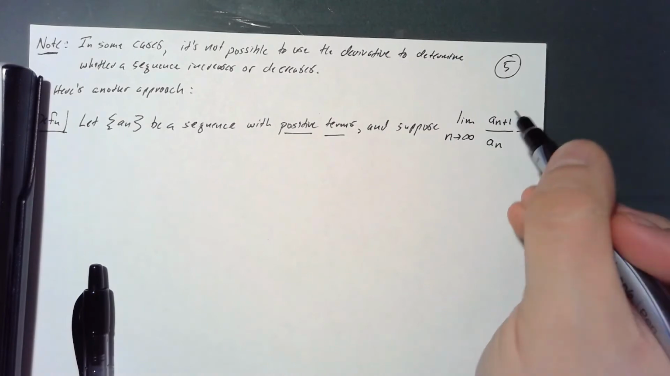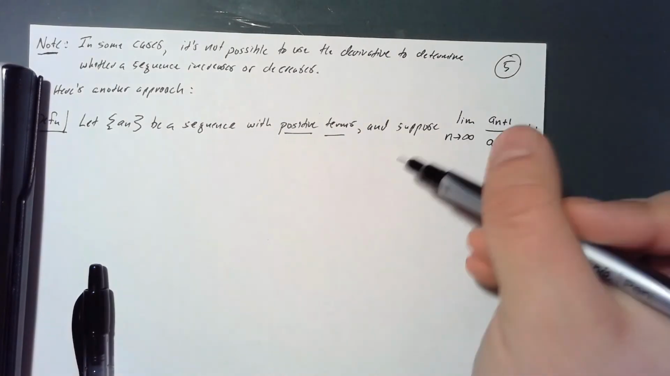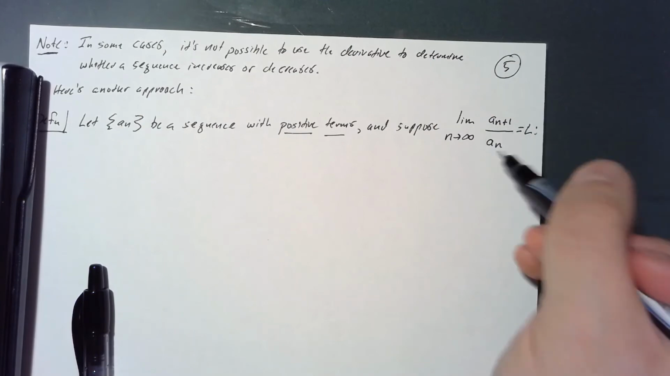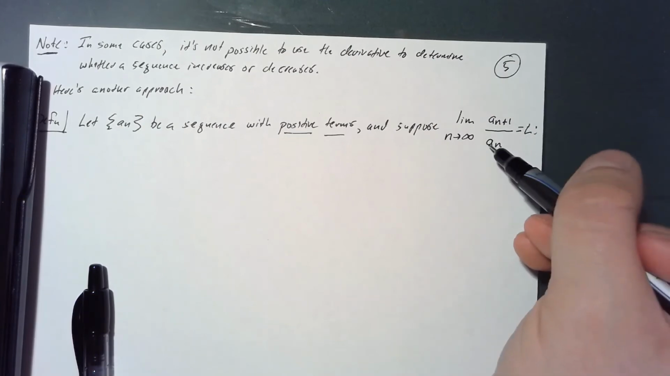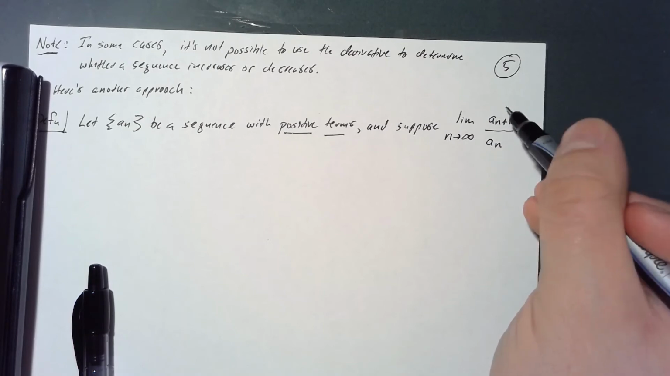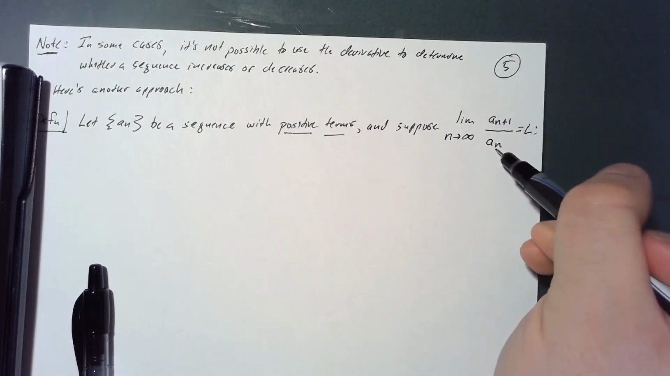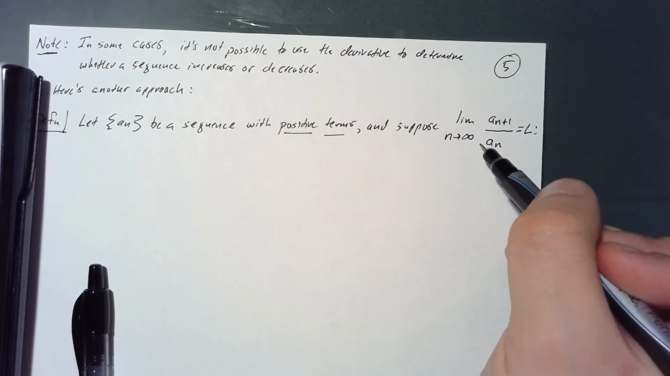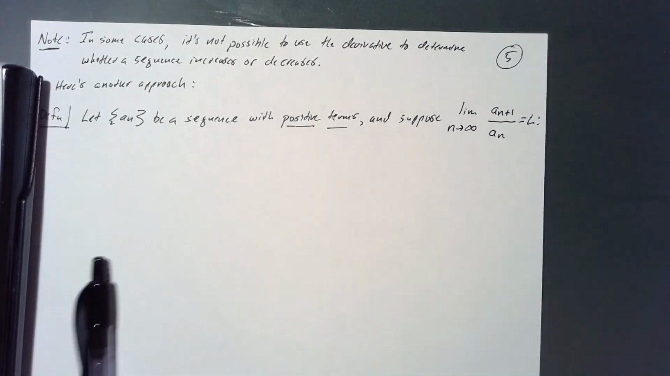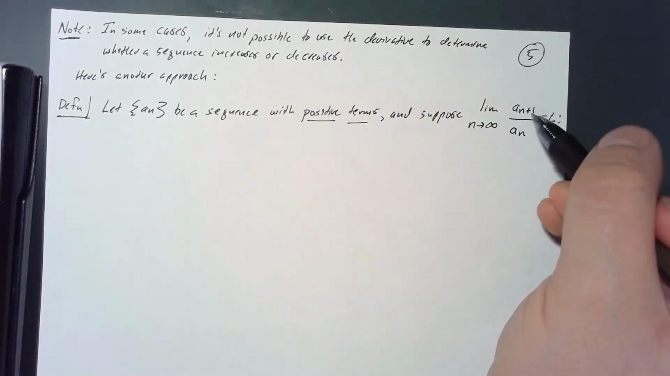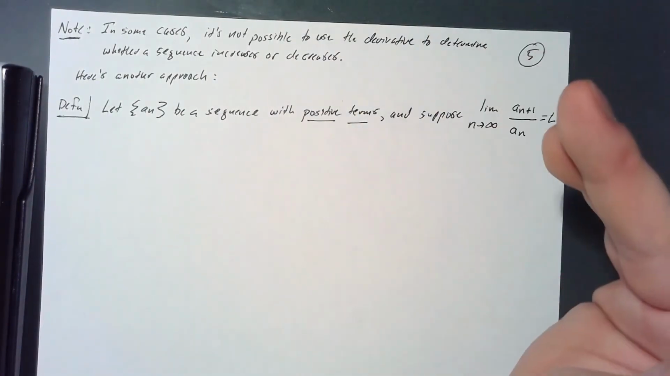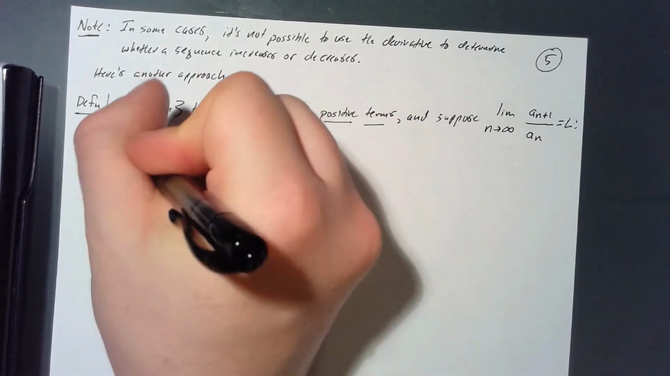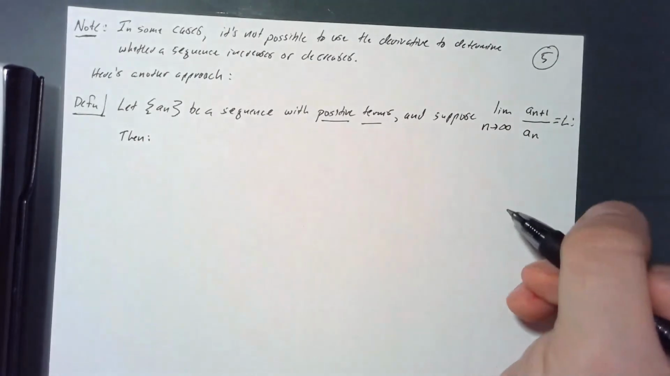So a sub n plus 1 means the next term in the sequence. A sub n is the previous term. So if I plug in n equals 1, this is a sub 1, and this is a sub 2. If this is a sub 9, this is a sub 10. This is the next term in the sequence. This is the previous term in the sequence. So if you take the limit of the ratio of two consecutive terms in a sequence, and you get the following, this is what we could say.